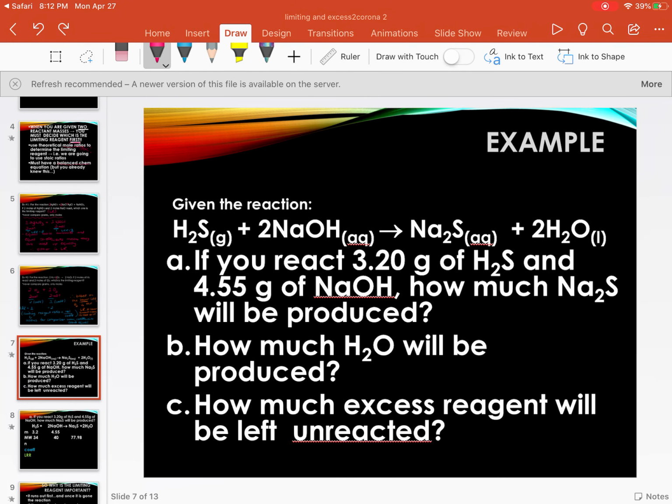And actually, like I said, I would make this even more emphatic. I would write: determine the limiting reagent.